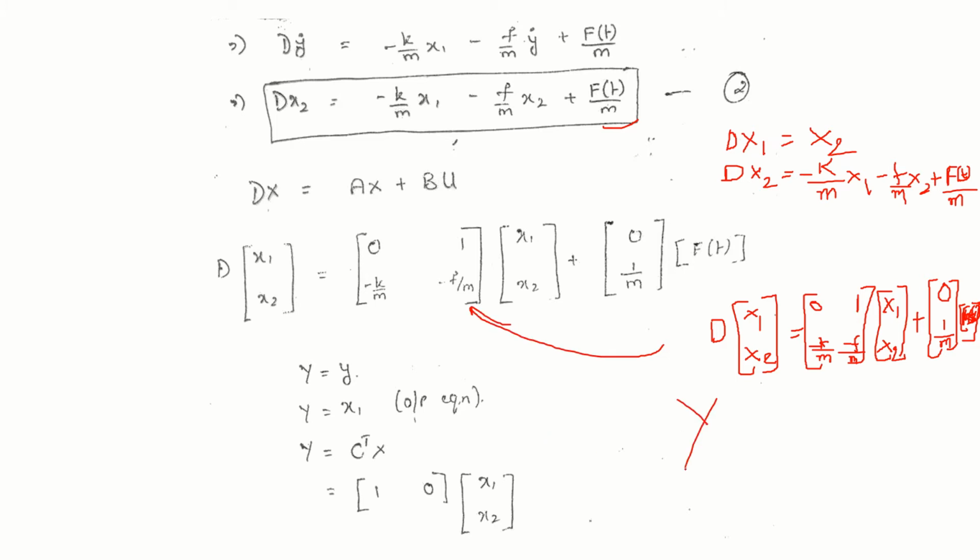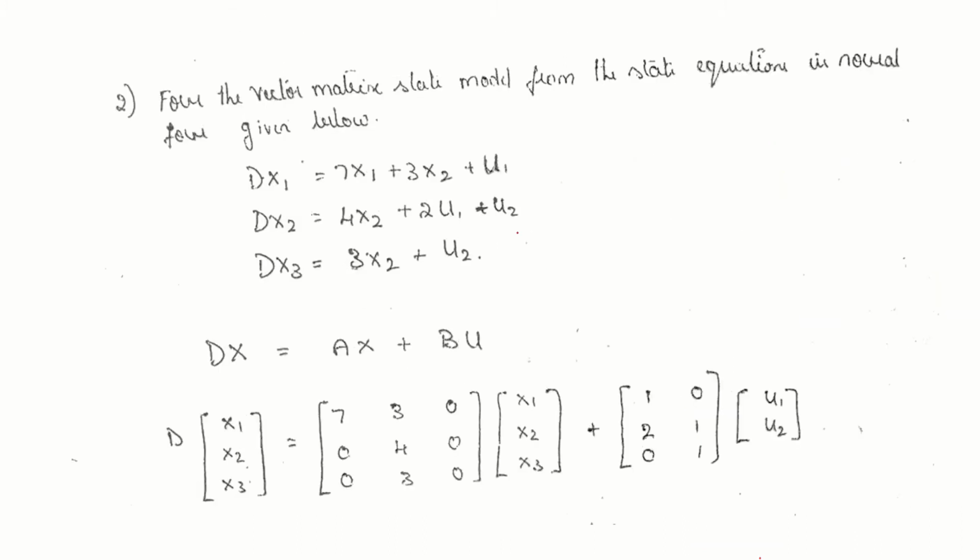Now the capital Y output vector, in this case my output is y. So I should write y is equal to C transpose x. X means I have x1 and x2. Y is nothing but x1. So the x1 coefficient is 1, the x2 coefficient is 0. So you have got the state model. The D matrix is 0 here. That is how you have to write the state model.